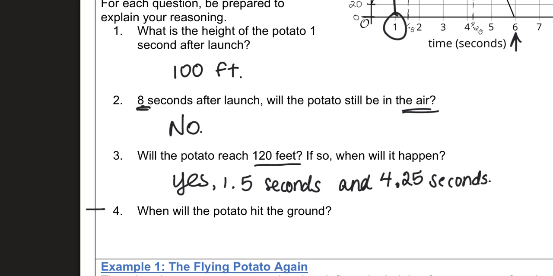And then last question, when will the potato hit the ground? Whenever we see something like that, we're looking at when is my height 0. Height is 0 right here on that x-axis, and we can see that it hits the ground there at 6 seconds.